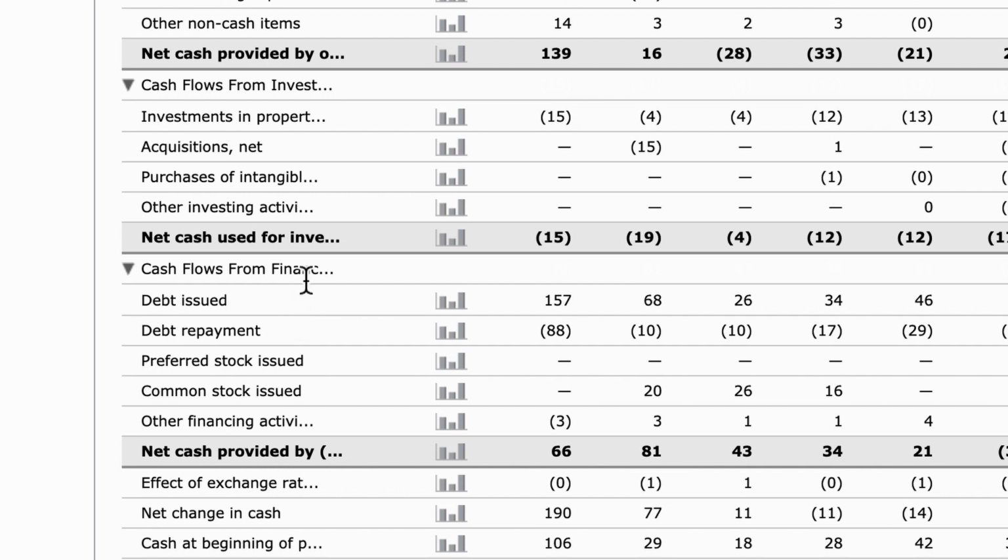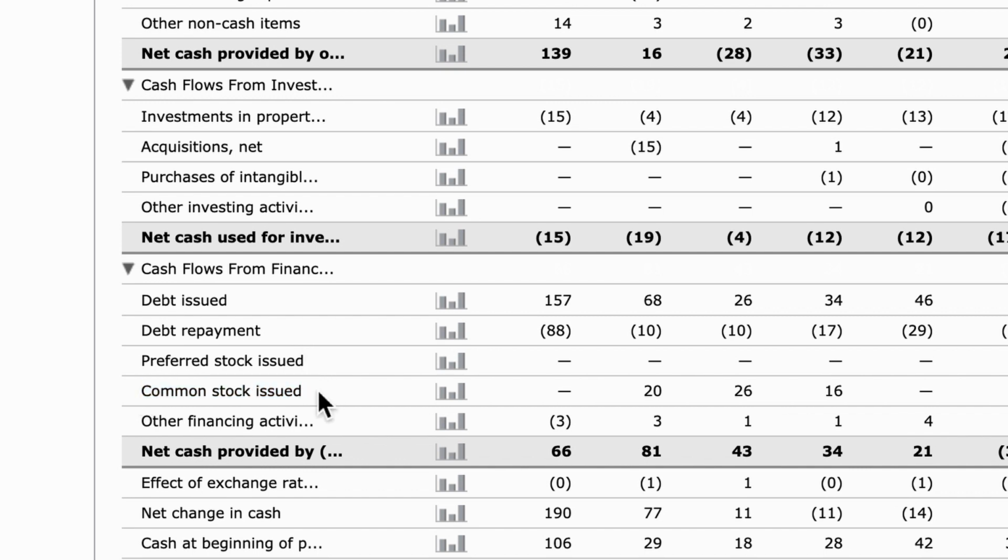Now we're on to the third section of the cash flow statement, which is cash flows from financing activities. The first line is debt issued, which is represented as a positive number as cash flowing into the business because they went out and took debt, and that cash flowed in. The next line is debt repayment, and this is a negative number because it's cash flowing out and they would have paid off debt to do that.